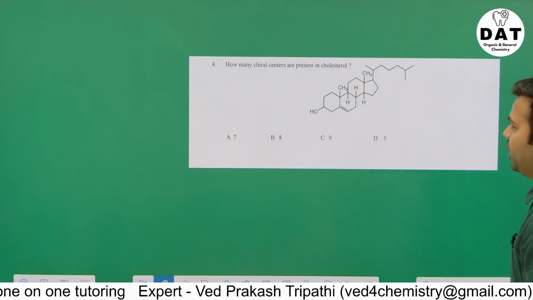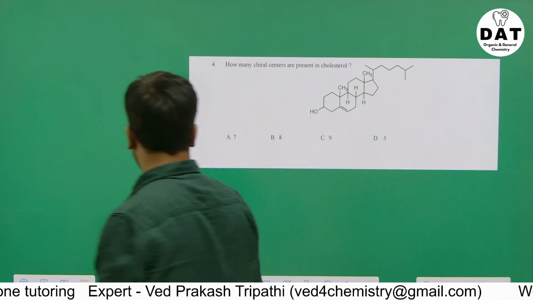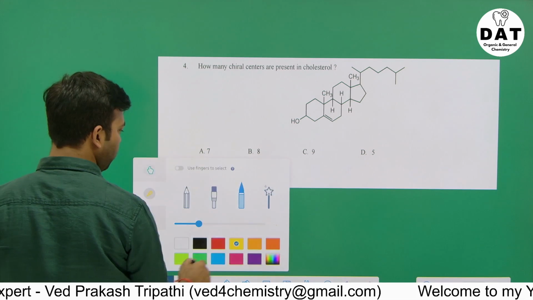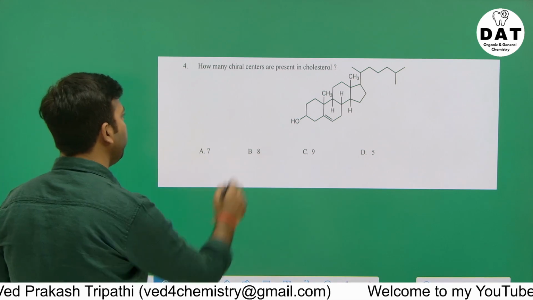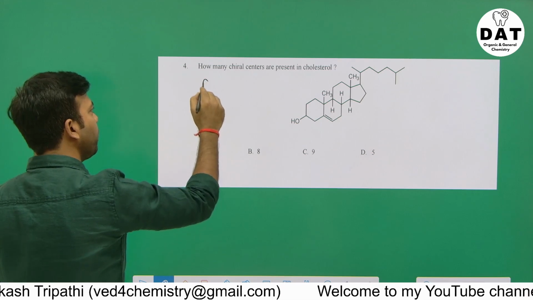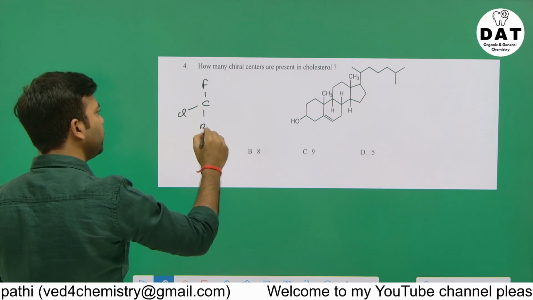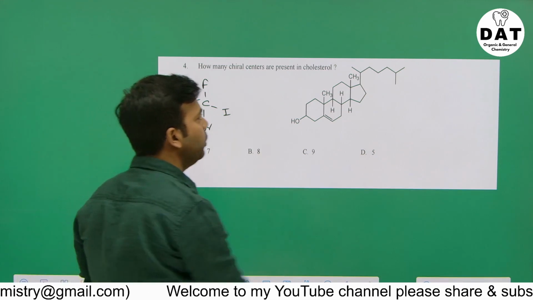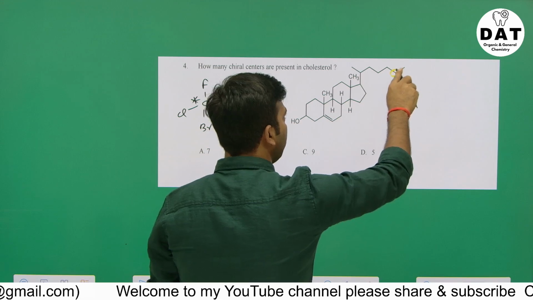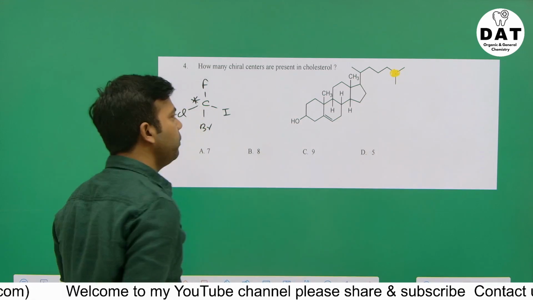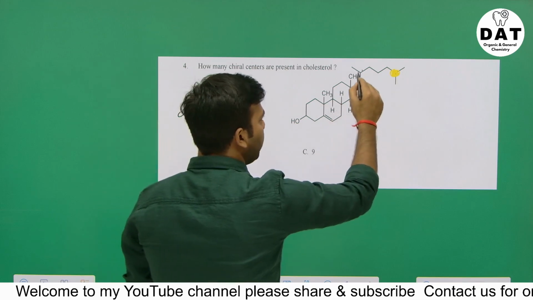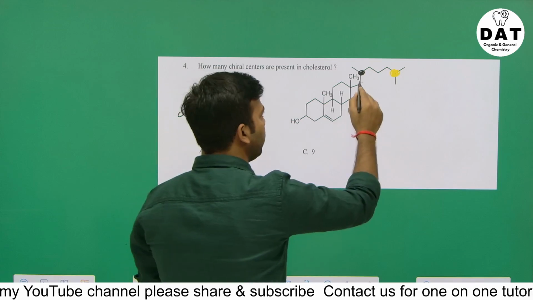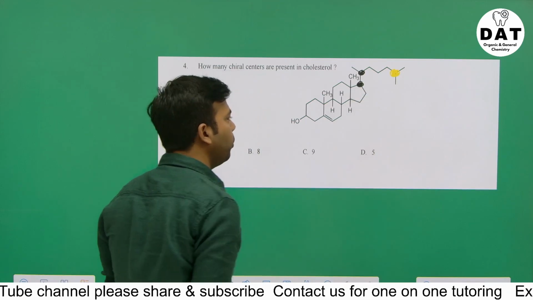Now the next one is how many chiral centers are present in the cholesterol molecule. So cholesterol and chiral center. A chiral center is a carbon with 4 different connectivities. Look at this carbon. This one is bonded with 4 different groups. So this is a chiral carbon. Here I am going to show with the yellow color. This is not chiral. Why? Because we have 2 methyls. This carbon is a chiral one, because we have 4 different connectivities. Similarly, this is also chiral. Clear? 4 different connectivities we have.